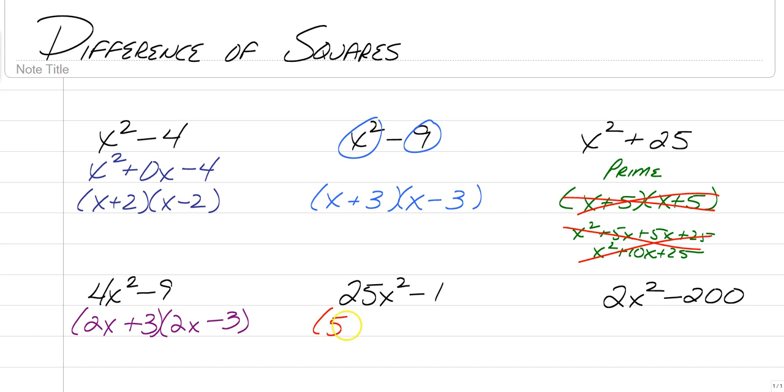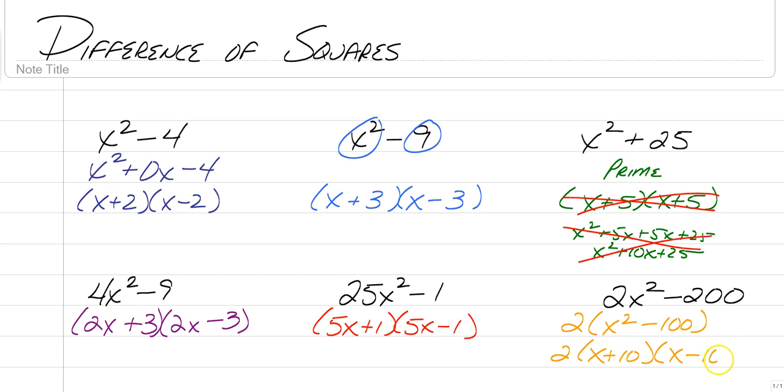And you should have come up with 5x plus 1 and 5x minus 1. Remember, 1 is still a perfect square because 1 times 1 is 1. And the last example, just like we've talked about before, whenever it is possible to factor out a GCF, you should do so. You could factor out a 2 from both of these, so you're left with x squared minus 100. x squared and 100 are both perfect squares, so you have 2 times x plus 10 and x minus 10. And again, if you're slick with a graphing calculator, you can use your graphing calculator to check to see if you've done those correctly.